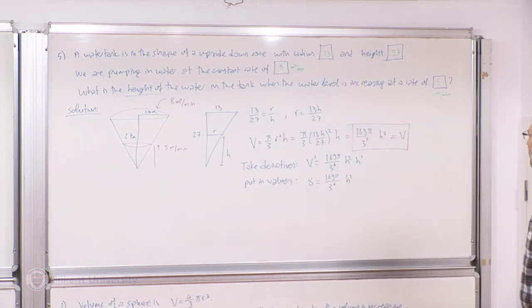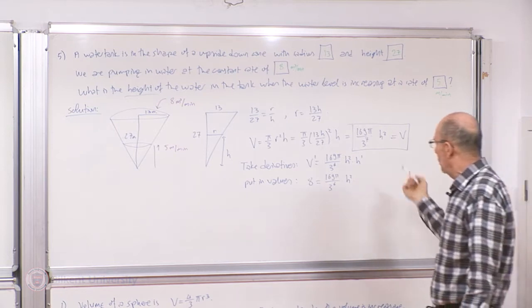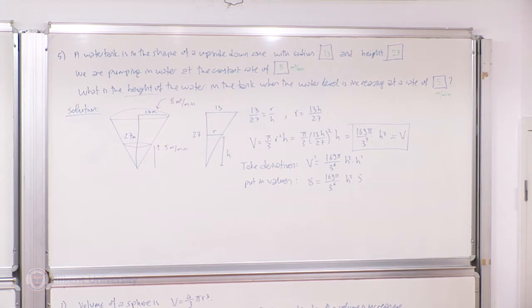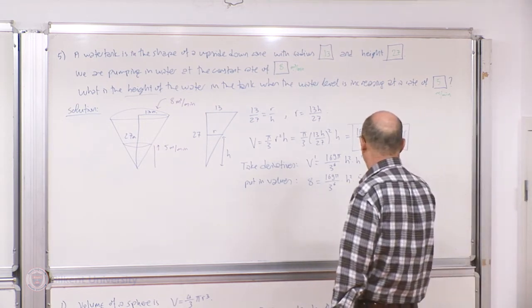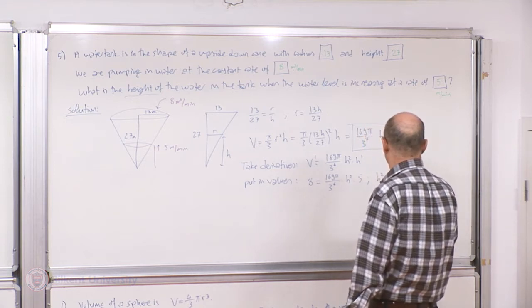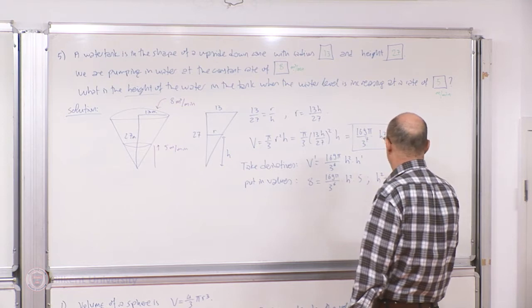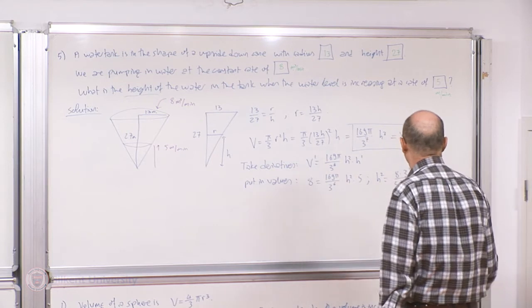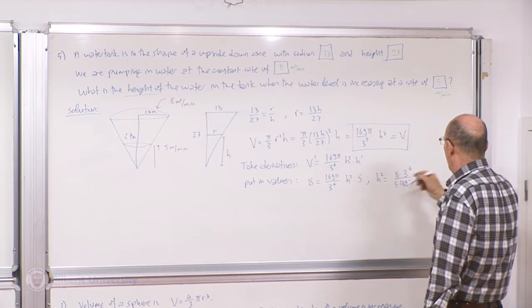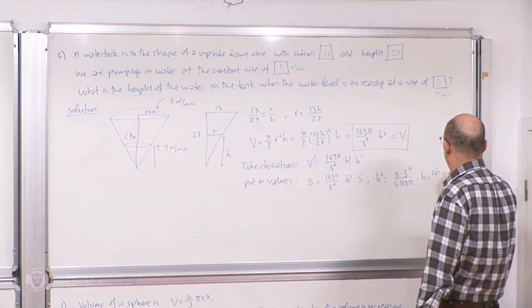When the water level is increasing at a rate of 5. Okay, so it is plus 5. Okay, so you see that only H square is unknown. So let's see how we can solve for this. H square is equal to 8, 3 to the power 6 divided by 5 times 169 pi. Okay, so H is equal to 2 times square root 2, 3, 3.